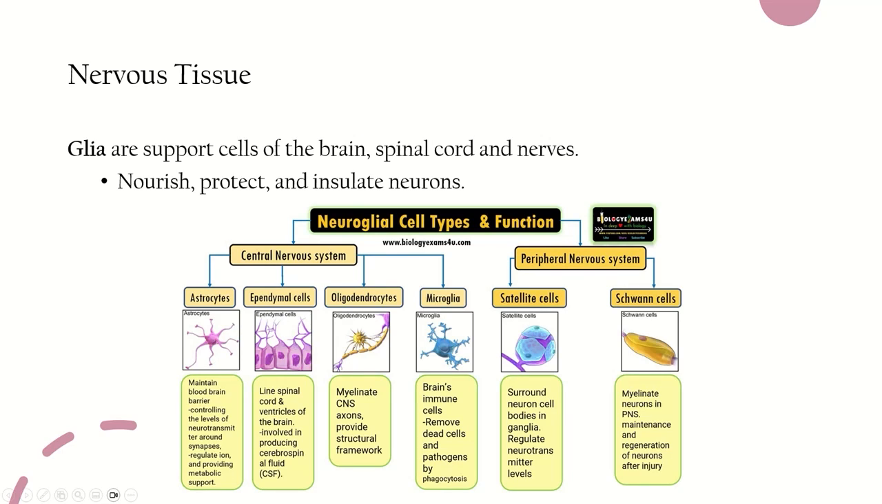When we talk about the peripheral nervous system, which is like the neurons outside of your spinal column and brain, you have satellite cells, which are like oligodendrocytes, but they're just surrounding the cell body. And then you have Schwann cells that myelinate the neurons as well. Again, very similar to oligodendrocytes.